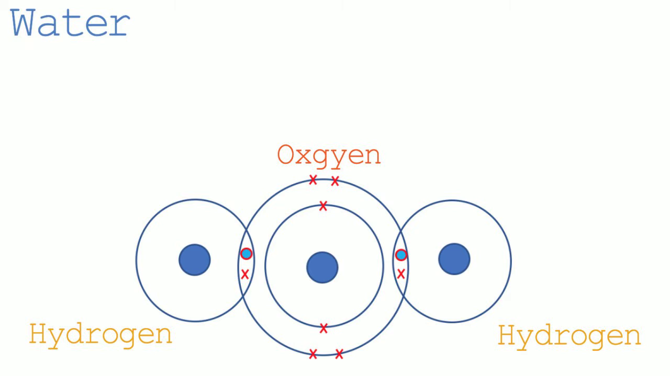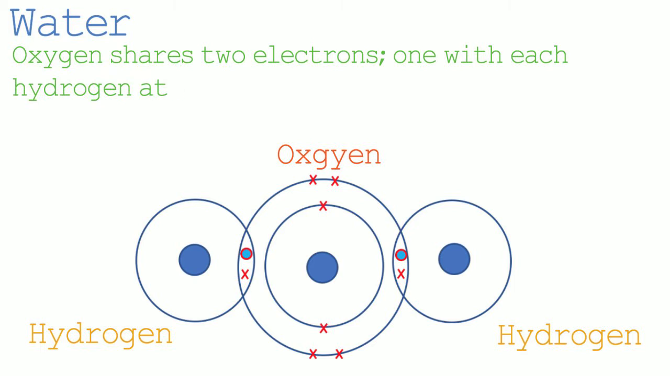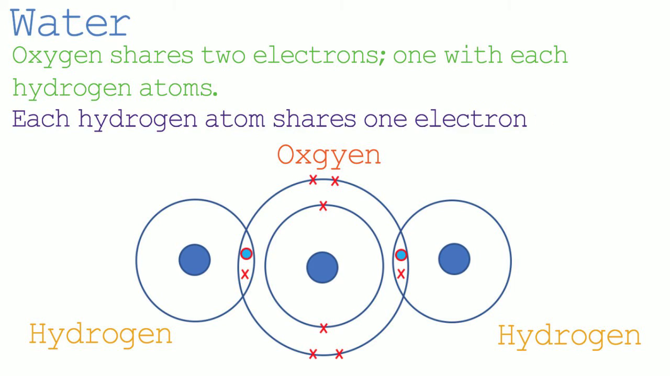So the oxygen atom wants to gain 2 electrons, and each of the hydrogen atoms wants to gain 1 electron. Therefore, all of the atoms can share some of their electrons, and this will result in them having a full outer shell, thus making each of the atoms happier. So oxygen shares 2 electrons, 1 with each hydrogen atom, and each hydrogen atom shares 1 electron with oxygen. Each hydrogen atom actually shares its only electron with oxygen.